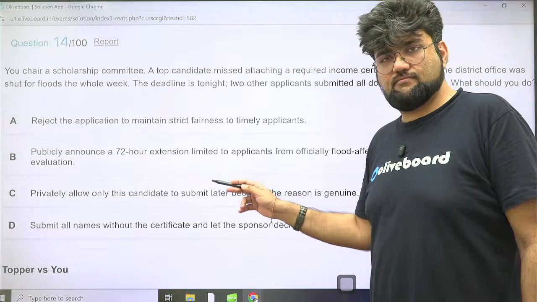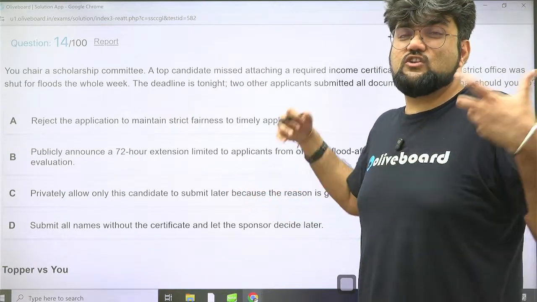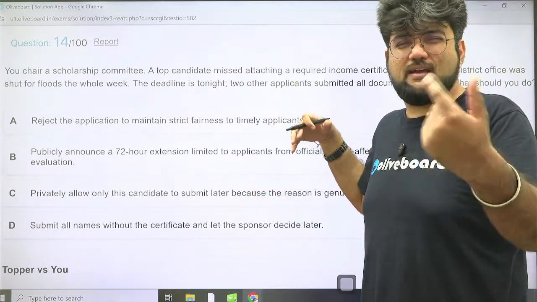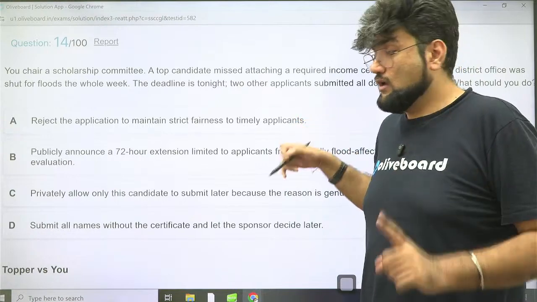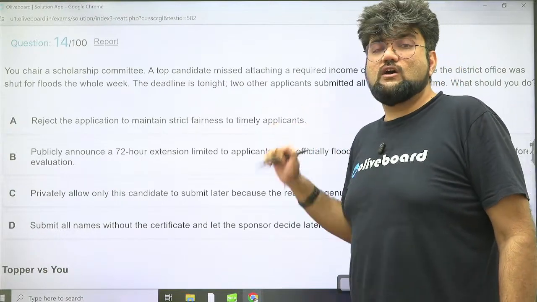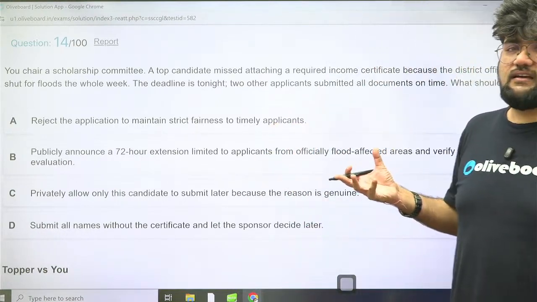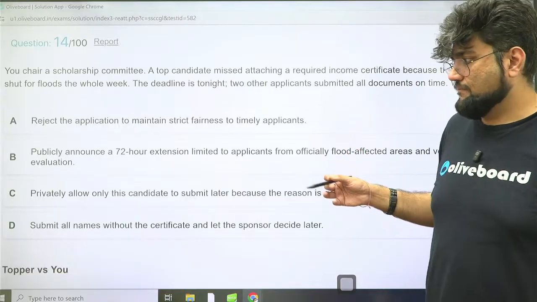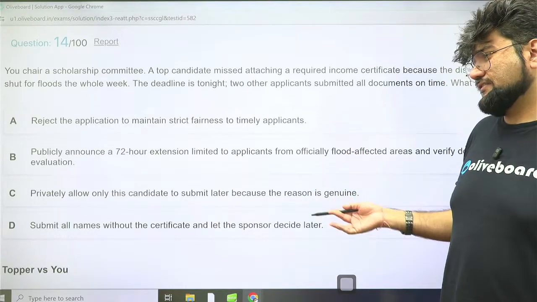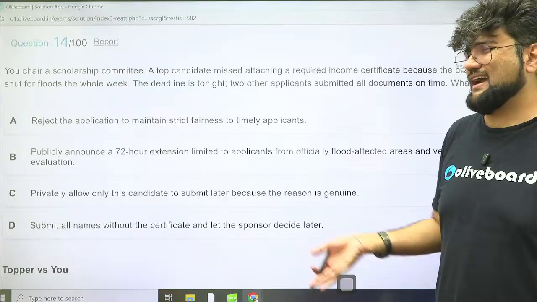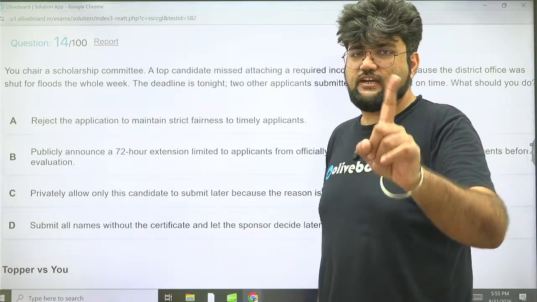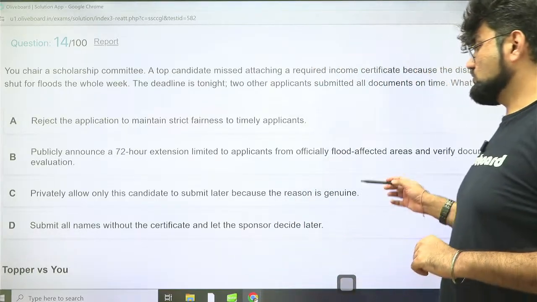This is not fair. A lot of people feel that, okay, if the news will not go out and if there will be no buzz, maybe I can make an exception for this one candidate. No, there will be more candidates surely who have been affected by these floods, and it's unfair towards them. And submit all names without the certificate. This is resolving the dilemma for you. You are like, oh, I'll submit it. I don't care. Let the others check it. This is also not something which you will do. So C and D are gone.